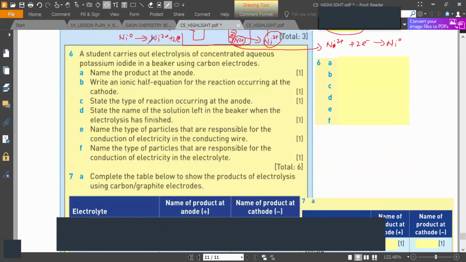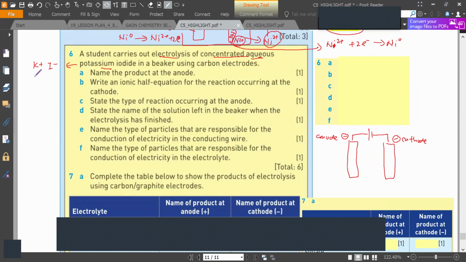A student carries out electrolysis of concentrated aqueous solution of potassium iodide. Now we'll try to analyze. Potassium iodide is potassium ion and iodide ion. So it's like this, with the cathode and the anode.